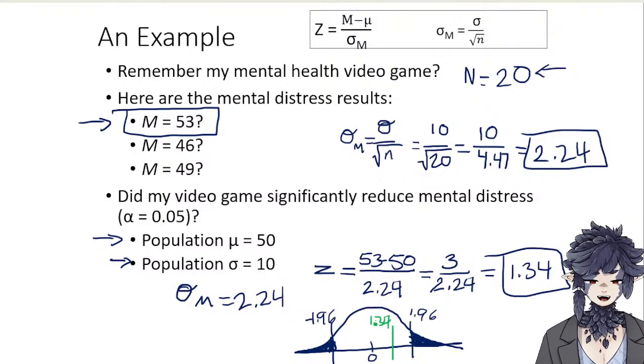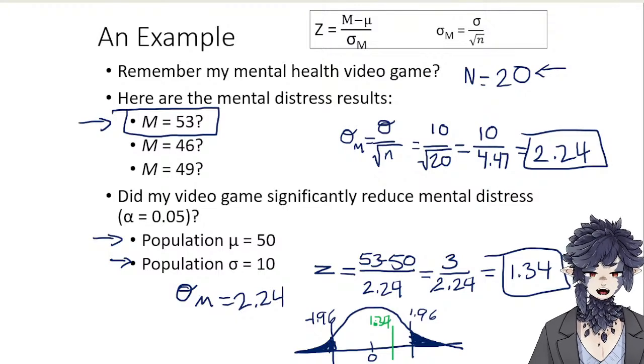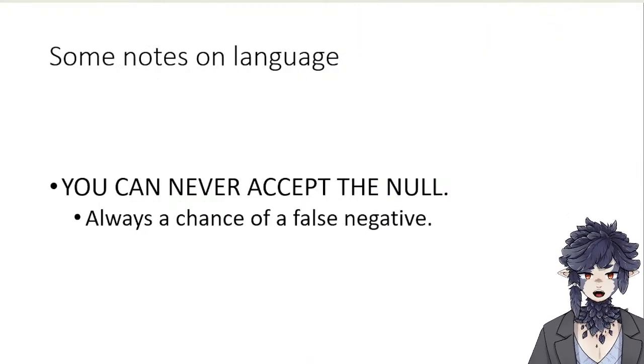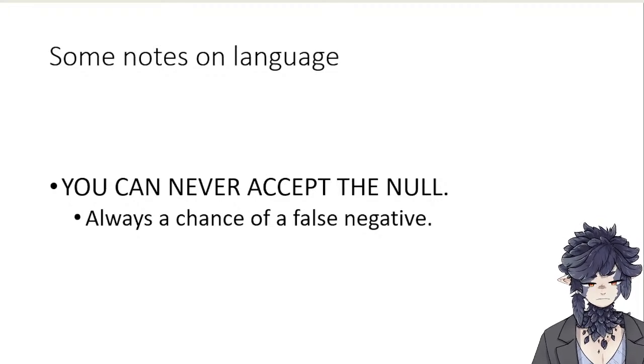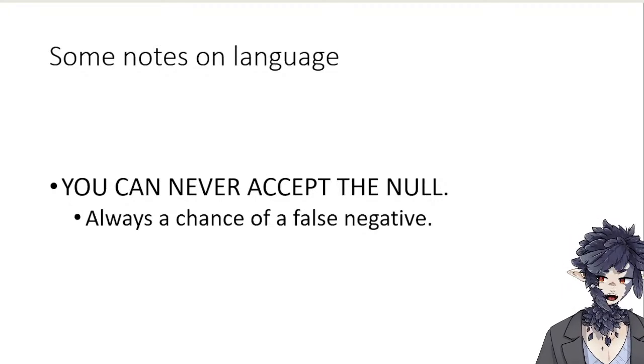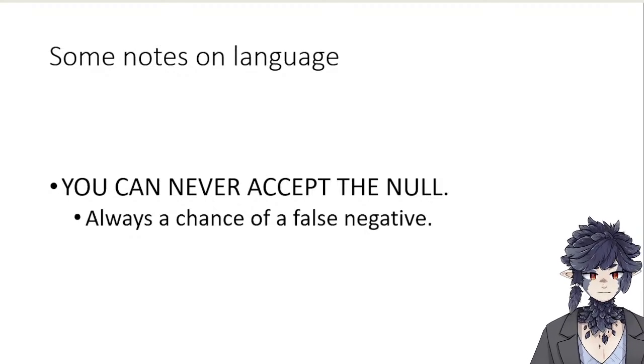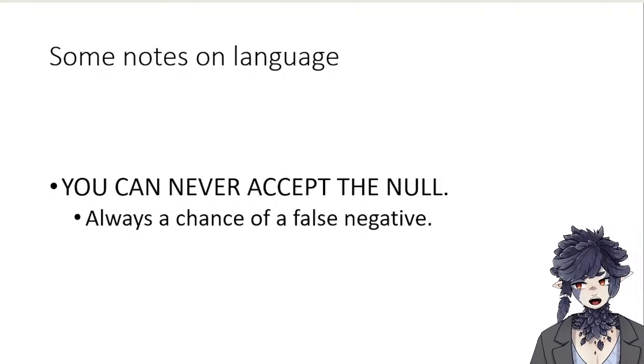Now let's talk about language. I've tried to be very, very careful about how I talk about this stuff, because you can never accept the null. I can never say, I failed to reject the null, and therefore these two groups are the same. I can't say I've accepted the null. I can't say I proved the null. That is not a thing I can do.